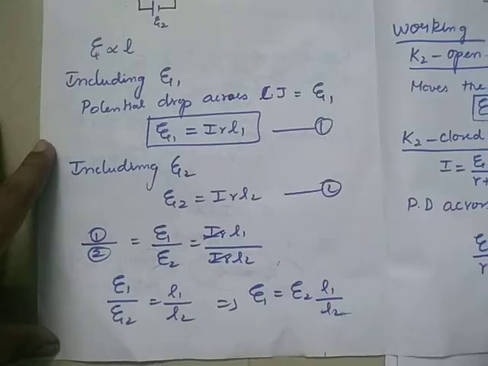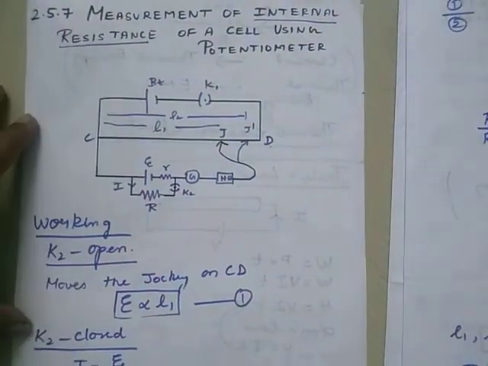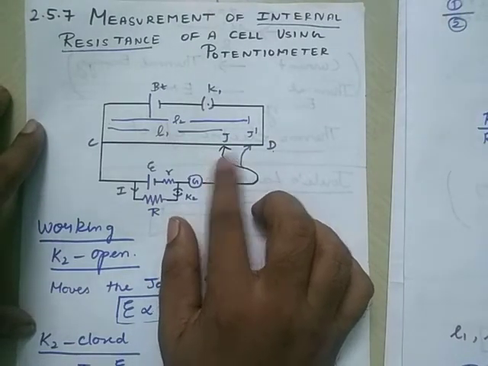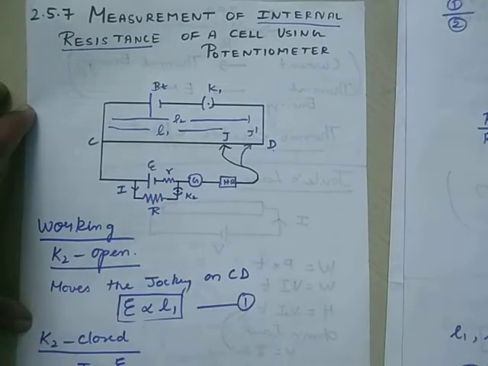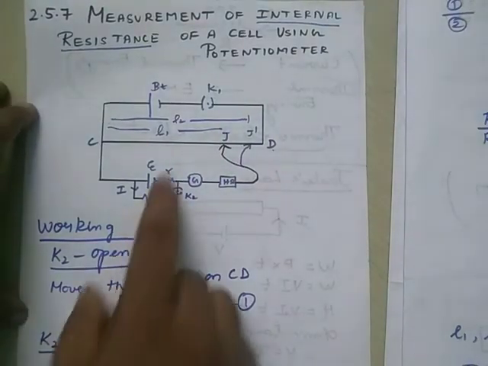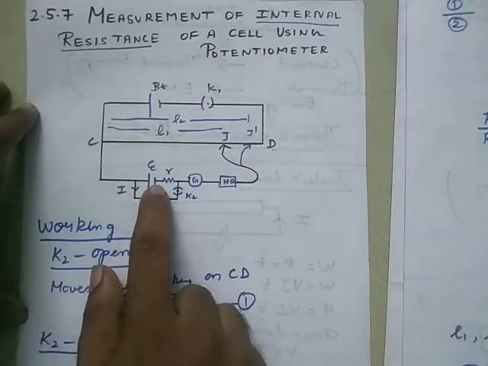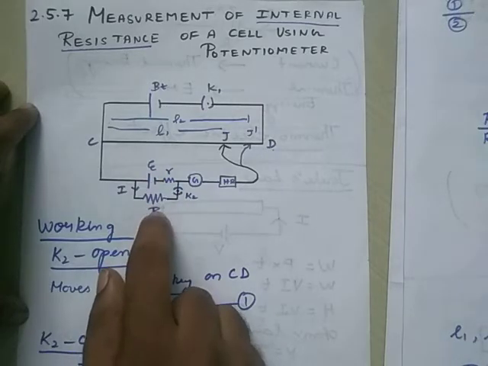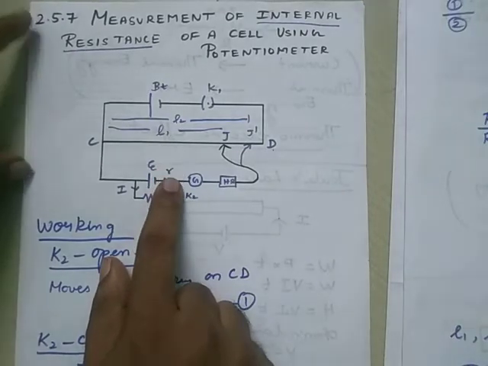Our next topic is internal resistance of a cell using a potentiometer. Here also the same concept applies. In an earlier class we already learned the internal resistance of a cell using a voltmeter. Here we are using a potentiometer to find the internal resistance. It is the same setup of the potentiometer, but one difference is that across the cell of EMF ψ and internal resistance r, we are including the external resistance R. Here the small r indicates the internal resistance, which is the value we have to calculate.